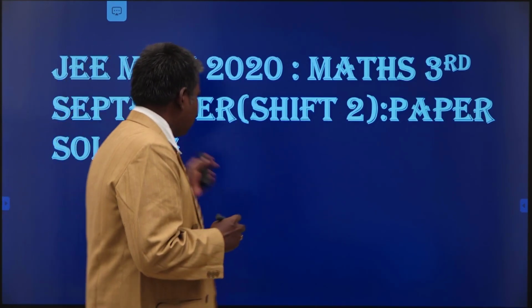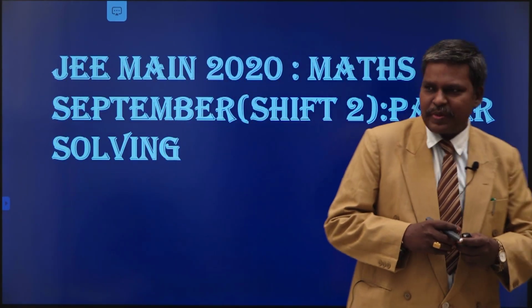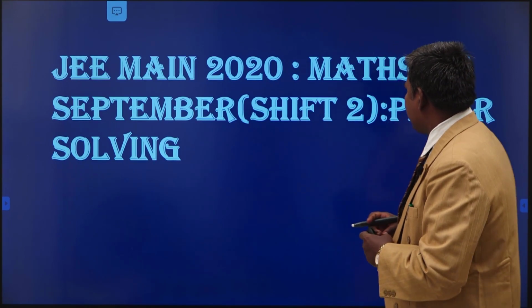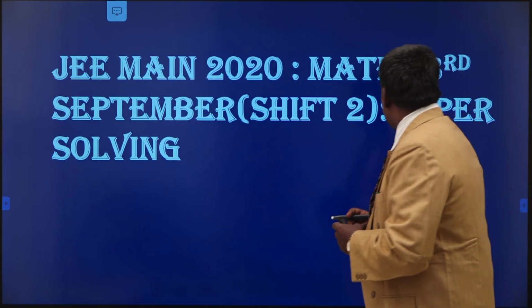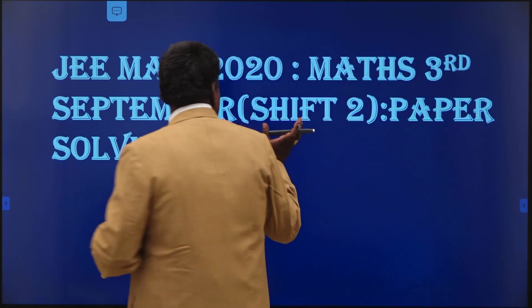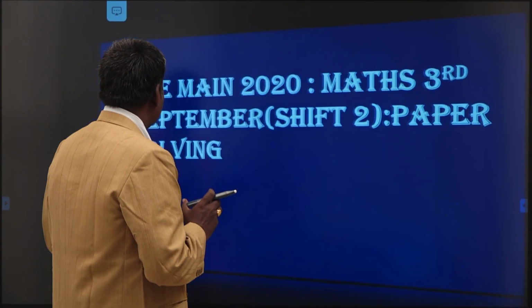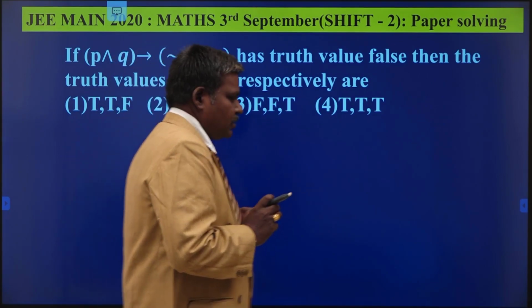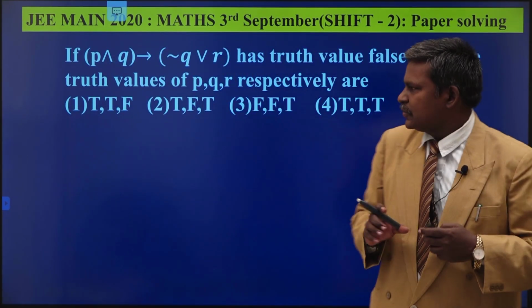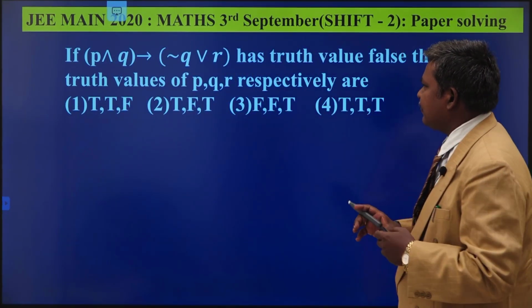Hello students, today I would like to explain the question paper related to JEE Mains 2020 maths paper that was held on September 3rd, second shift. This is the question which is related to mathematical reasoning.